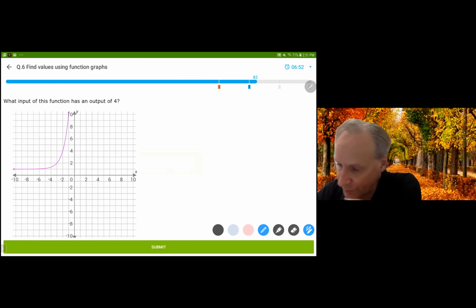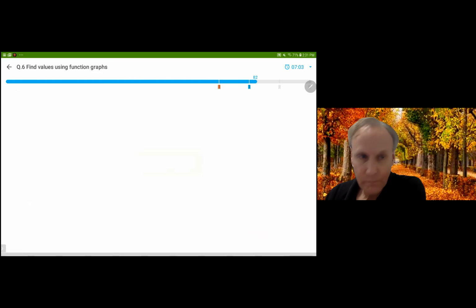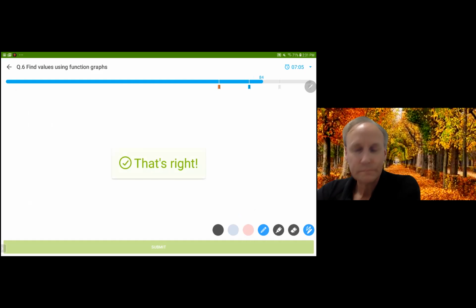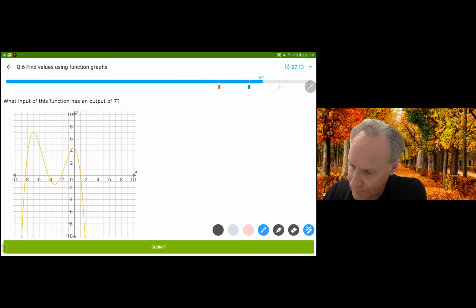Function has an output of 4. That means the y value is 4, and the x value is going to be -2, isn't it? What input of this function has an output of 7? So we want the y value to be 7. That happens at this vertex at -7, doesn't it?